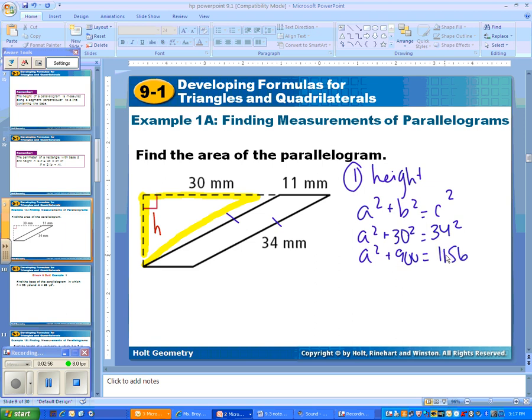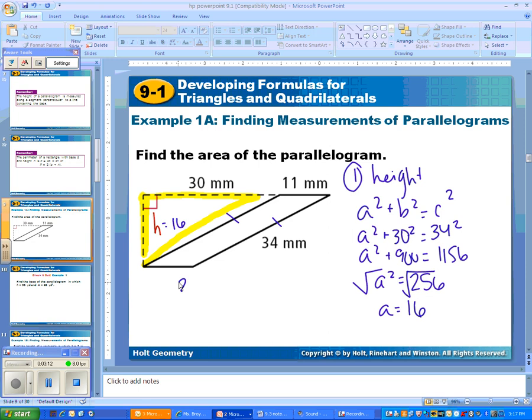You subtract 900 from both sides. You get a squared equals 256. Your last step is to square root. And you get that a equals 16. So now we just figured out that the height is 16.